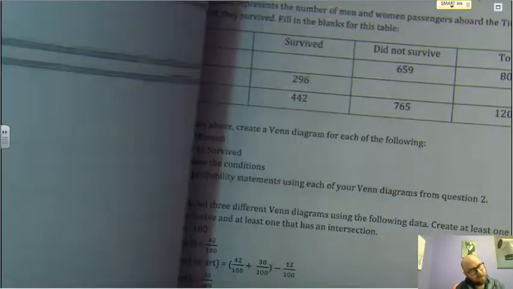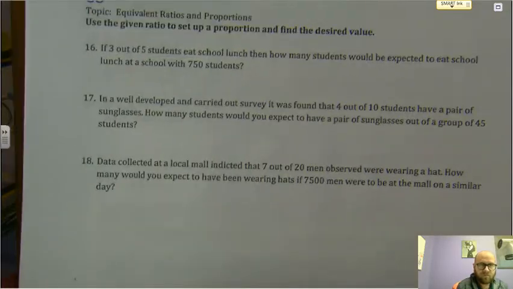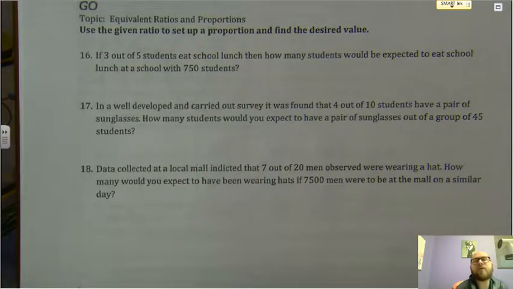Let me just double check the back page. Oh, let me do one more on the back page. So the last part is equivalent ratios and proportions. So use the given ratio to set up a proportion and to find the desired value. So if 3 out of 5 students eat school lunch, then how many students would be expected to eat school lunch at a school with 750 students?